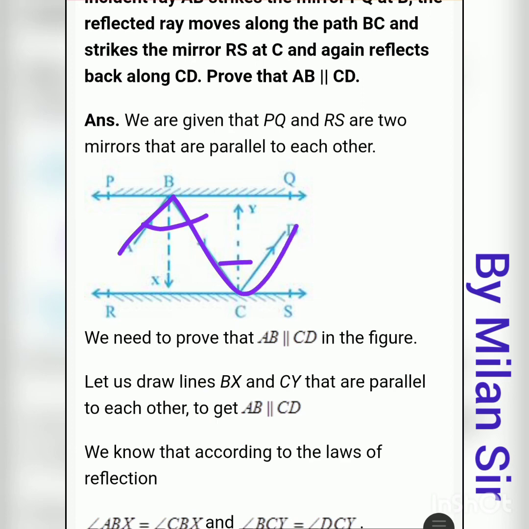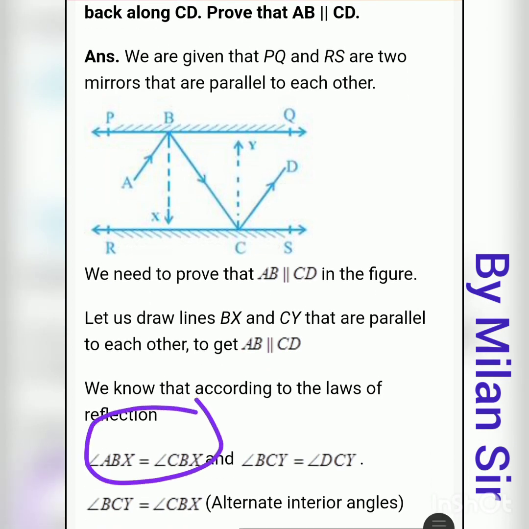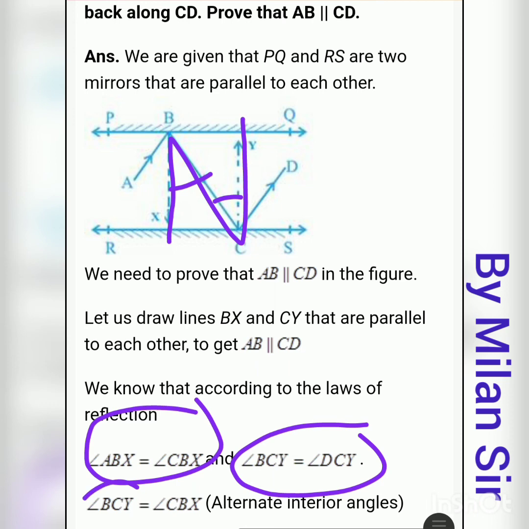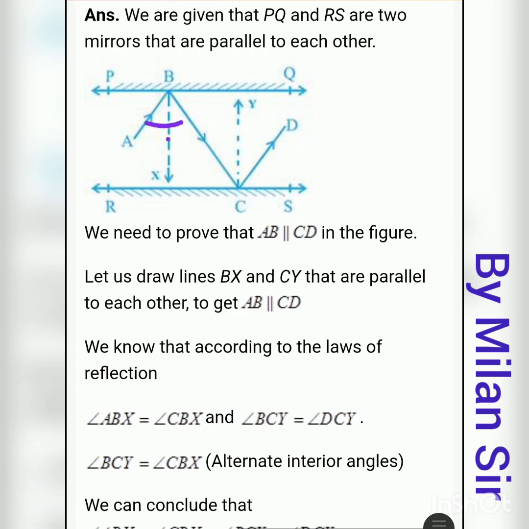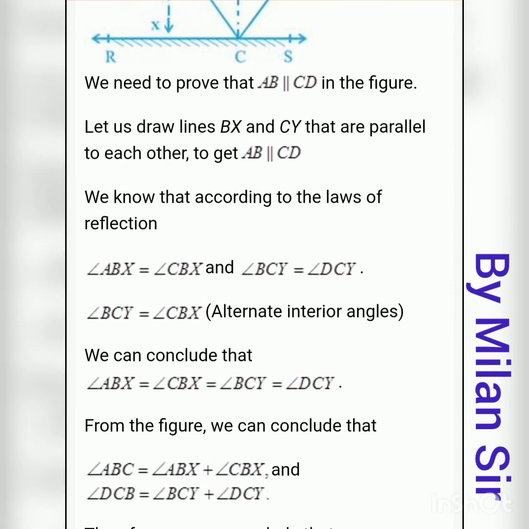Again, we quickly repeat these things. First of all, we need to draw these two perpendiculars. Now we know one theorem, one law: the law of reflection. Incident and reflected rays both make equal angles with the perpendicular. So these two angles are the same and these two angles are the same. So ABX is equal to CBX and BCY is equal to DCY. Now here we have one Z, so angle BCY is equal to angle CBX. Now these two angles are the same, these two angles are the same, and these two angles are the same. Alternately all four angles are the same.